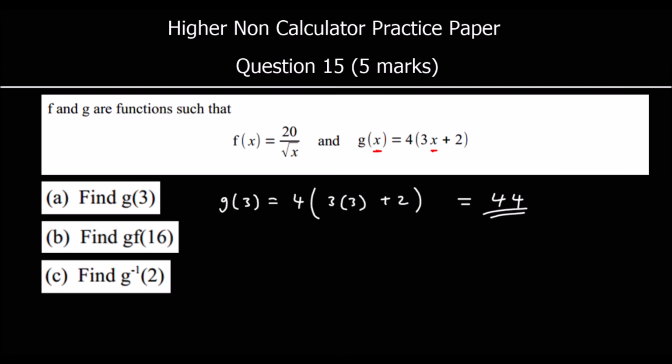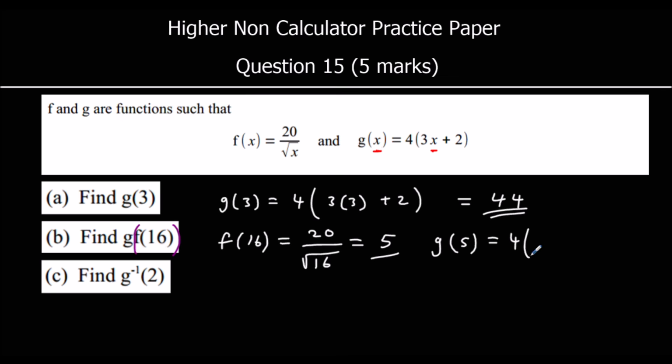gf of 16, so it's a composite function. Put 16 into f first, so f of 16 is 20 over square root 16, which is 20 over 4, which is 5. And then 5 into g, so g of 5 is 4 times 3 5's plus 2. 3 5's are 15, plus 2 is 17. 4 17's, so double it and double it again. Double 17, 34. Double 34, 68.